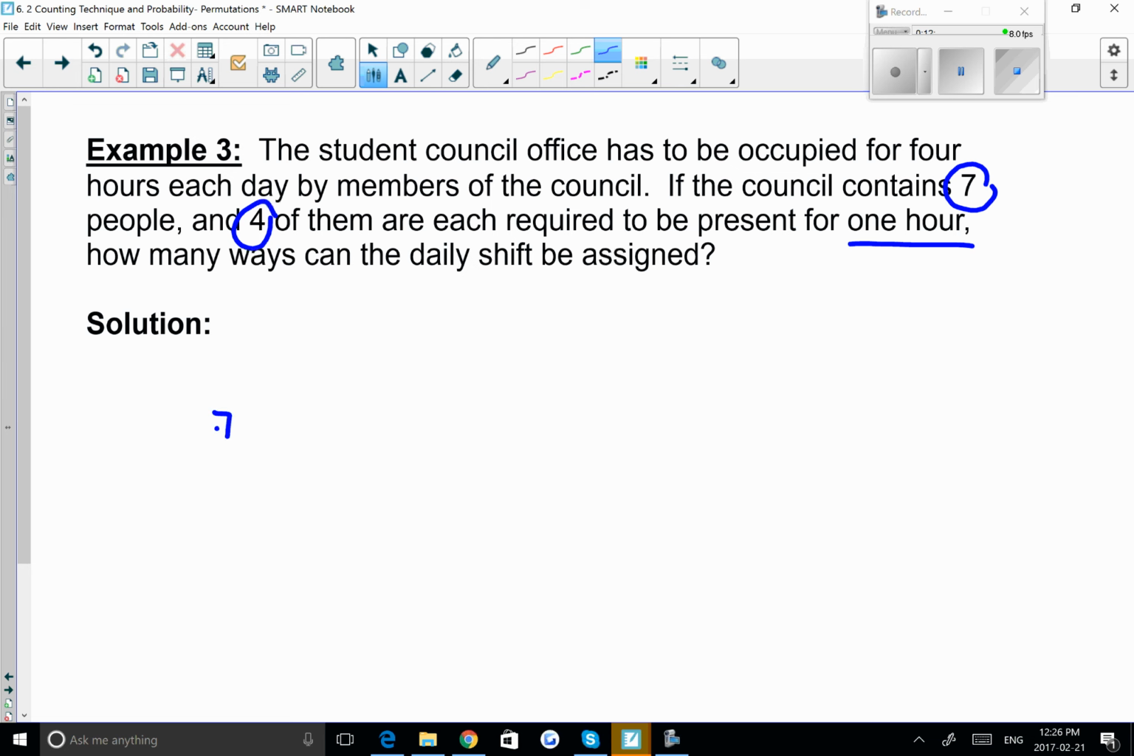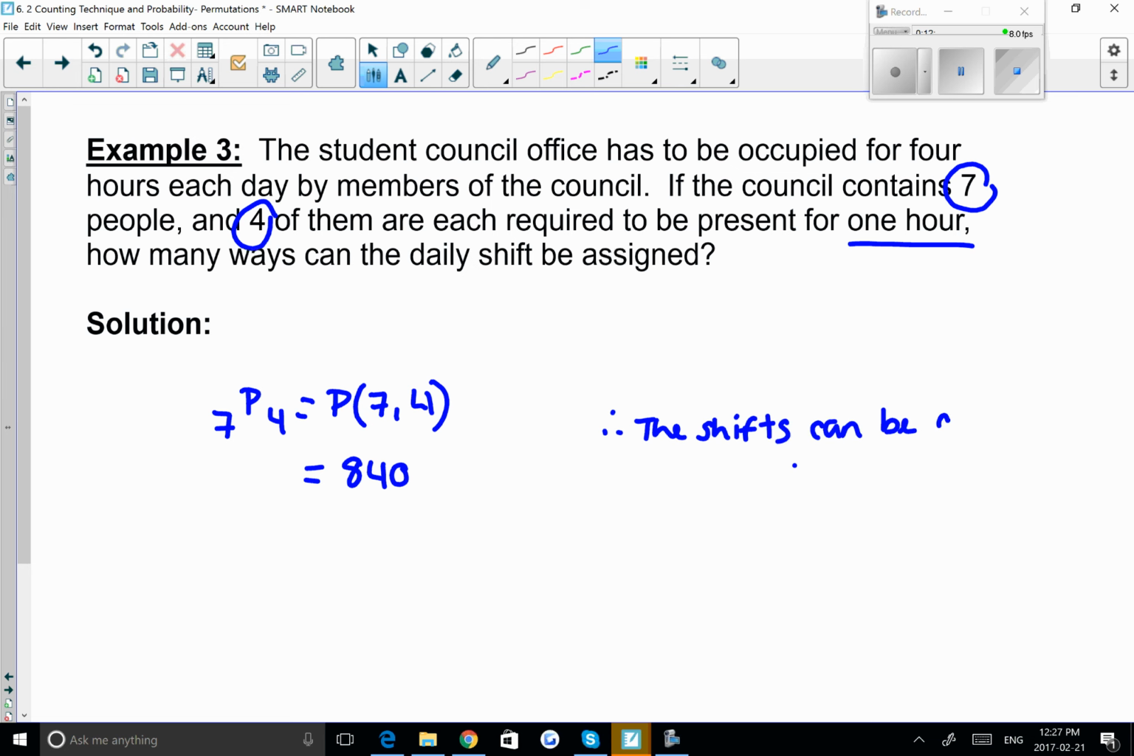So you do 7 permute 4. You can also write it out like this. Both mean the same thing. Type this into your calculator and you would get 840. So there's 840 different ways the shifts can be assigned.